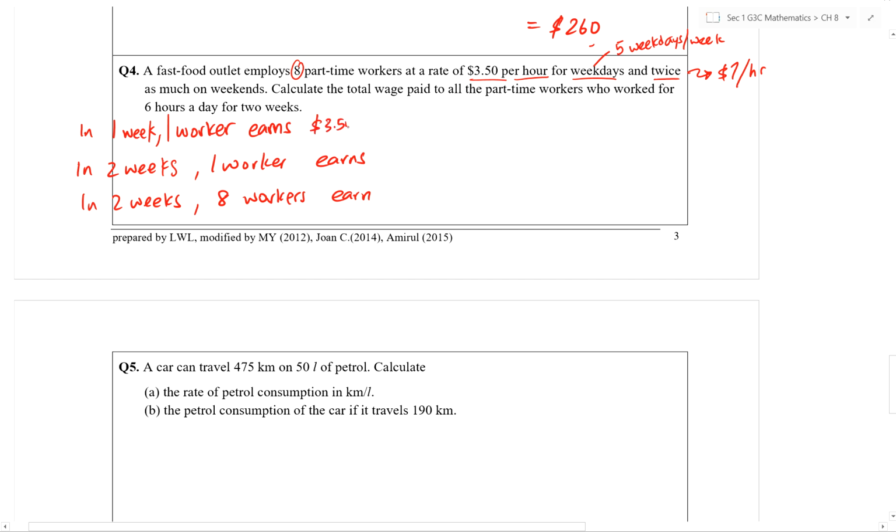So he earns $3.50 per hour, so he's actually working for 6 hours. This over here is the amount he gets for 1 day. We multiply this by 5, and now this is the amount he gets for Monday to Friday. We still need to add this to the amount he gets on Saturday and Sunday.